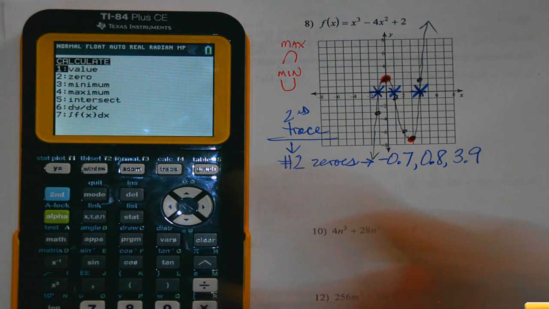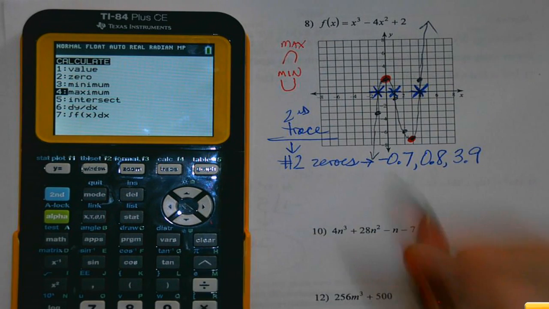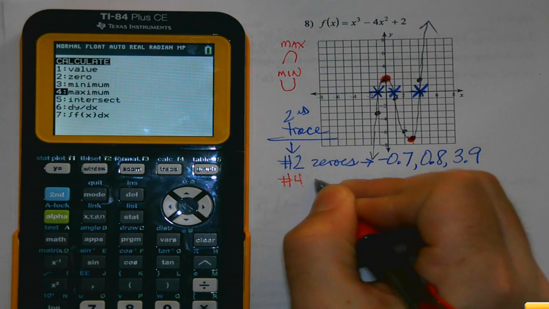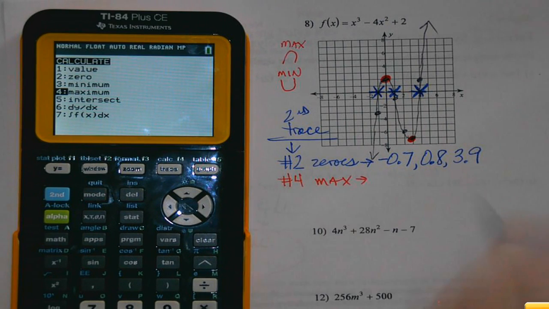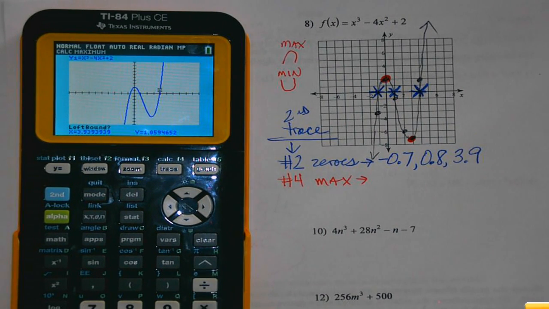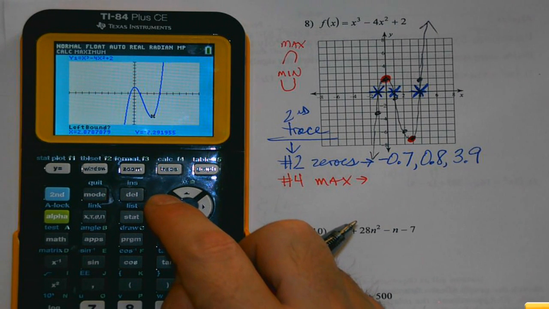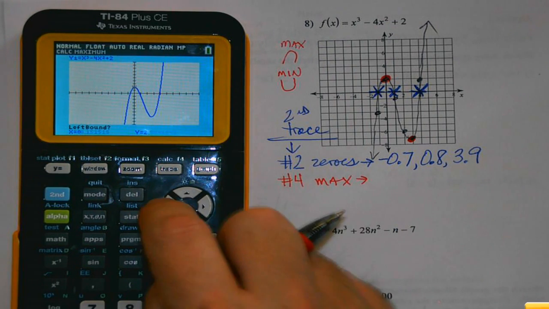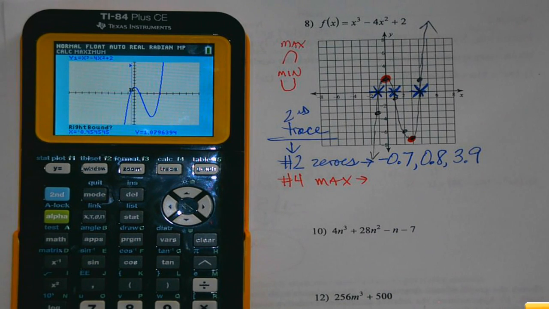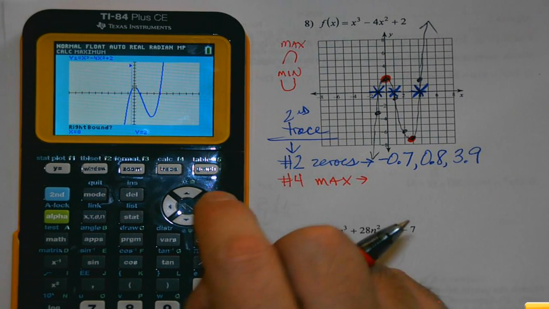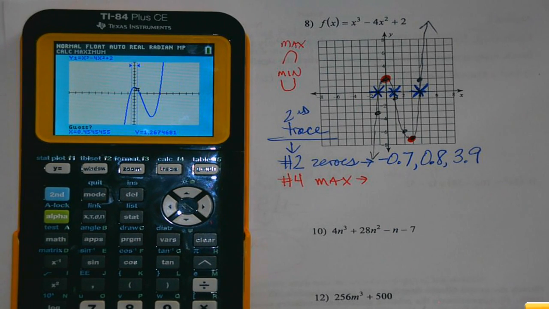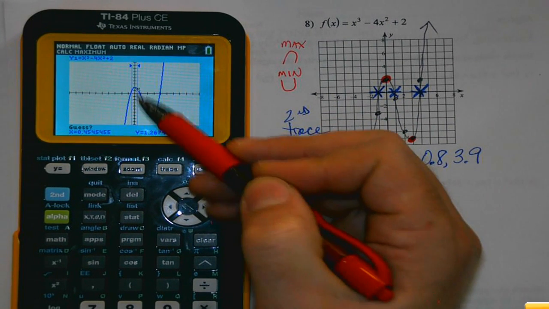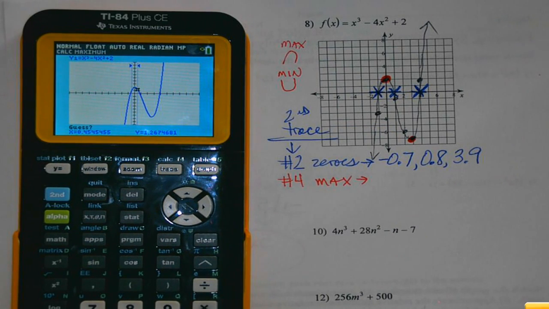Second trace. Let's say I'm going to look for the maximum first. So the max is number 4. I hit that, and it basically works the same way as my zeros do. I arrow over until I get to the very top of what looks like to be my maximum. And then I do 1, 2, 3 to the left, enter. 1, 2, 3 to the right, 4, 5, 6. And again, I've got my borders here, which are trapping that in, and I hit enter.